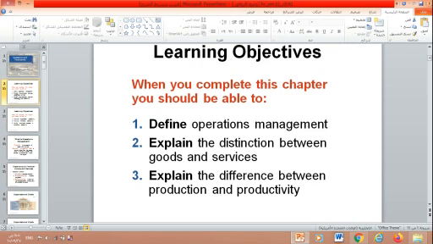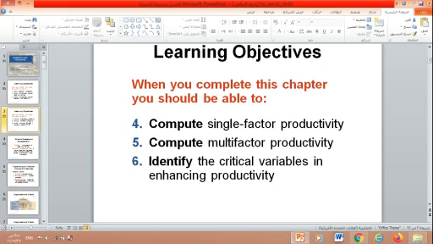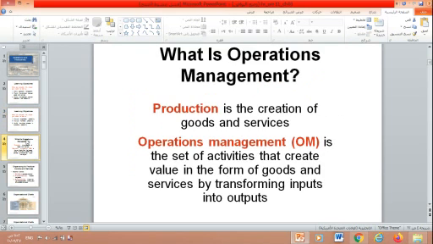When you complete this chapter, you should be able to first define operation management and explain the distinction between goods and services, also to explain the difference between production and productivity, compute the single and multi-factor productivity, and finally identify the critical variables in enhancing productivity. So let's start to define operation management.